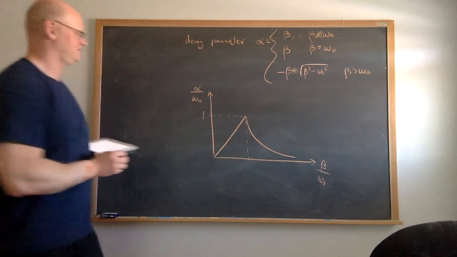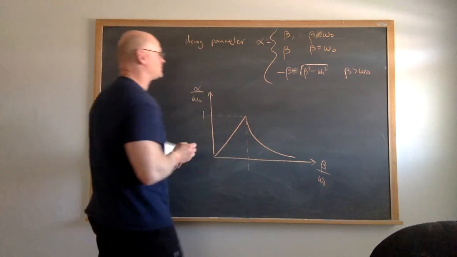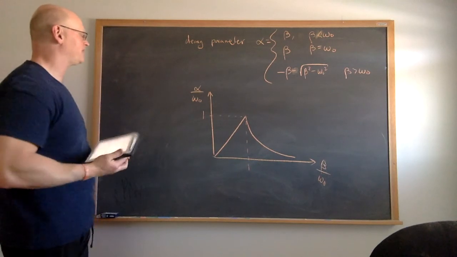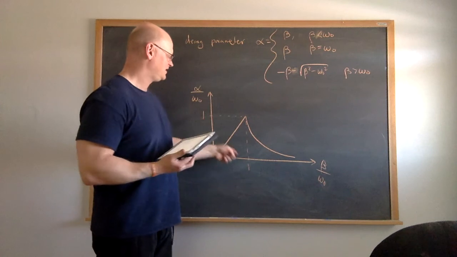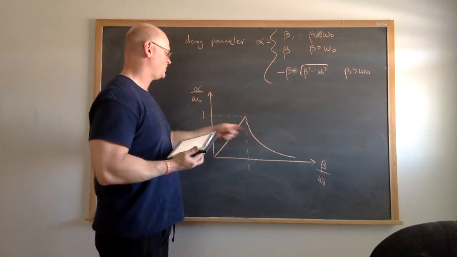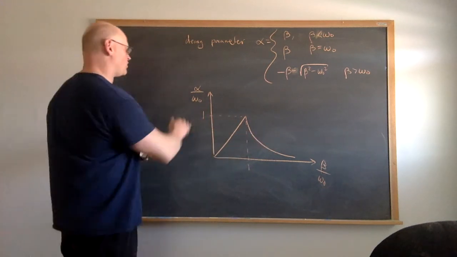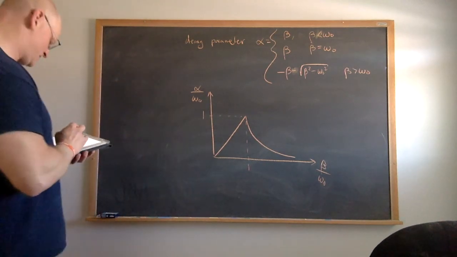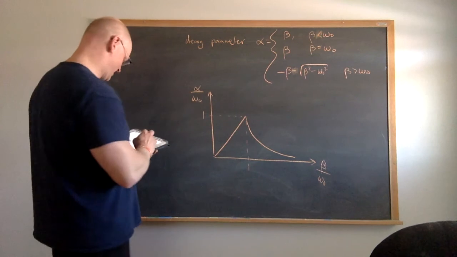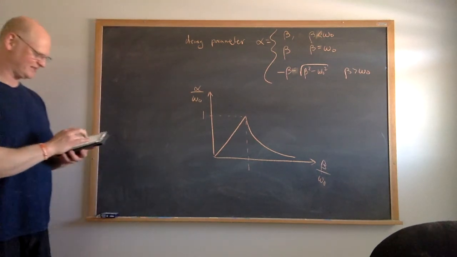So basically, this occurs at what? 1. So what this says is that the greatest that the damping can be is when alpha is equal to beta, which is when beta is equal to omega 0, because we have it equal to 1. So this is why it's called critically damped. It's called critically damped because this thing has the greatest amount of damping at this stage.